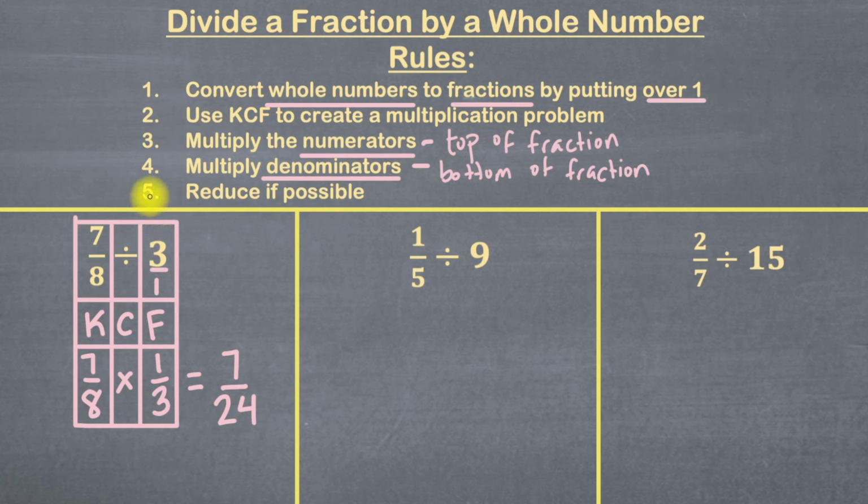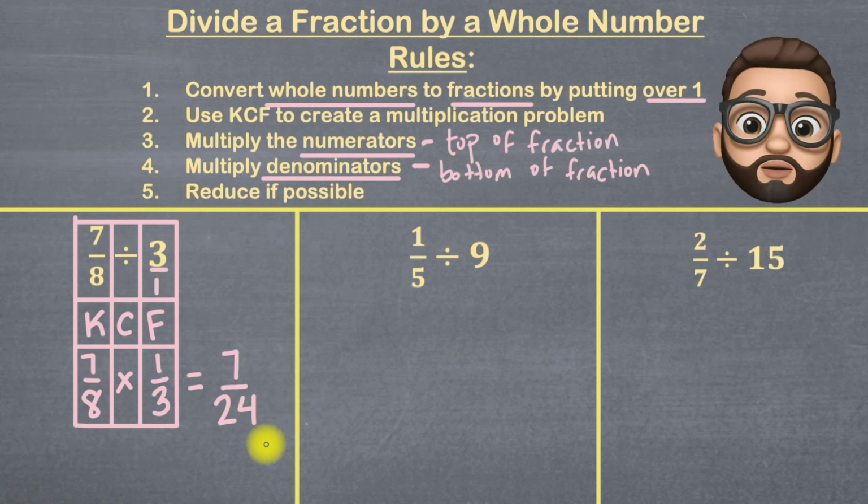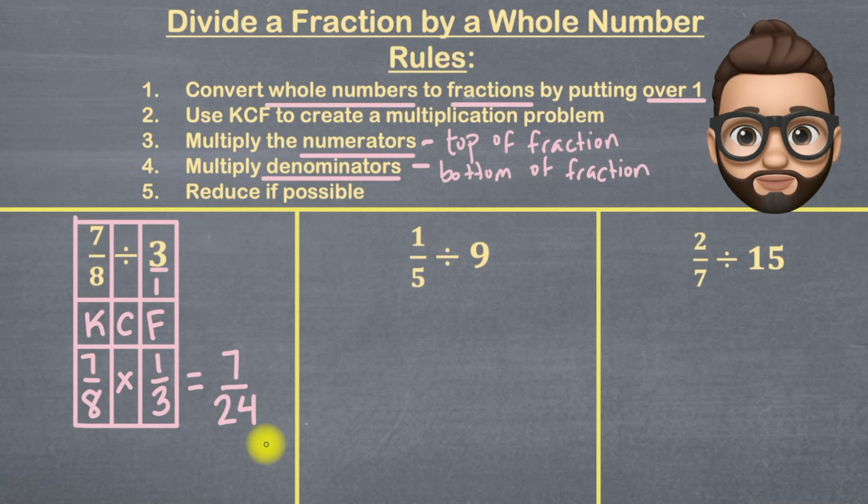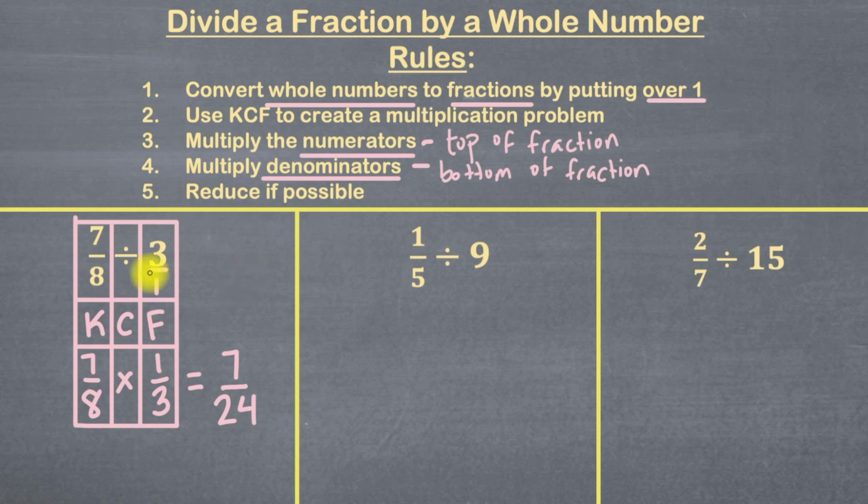And then we can go to step 5, which is to reduce if possible. But in this case, it's not possible because there's no number that can divide both 7 and 24. So therefore, we're finished with our first example. So if you feel like you've got it, you can pause the video and try the next 2 examples on your own. Good luck!